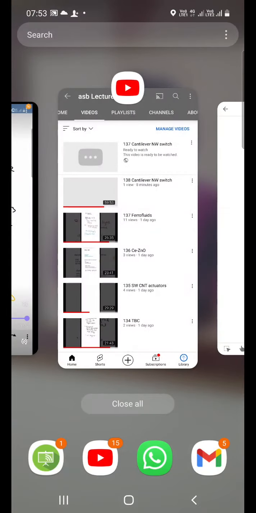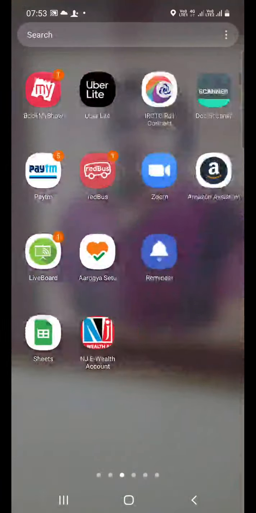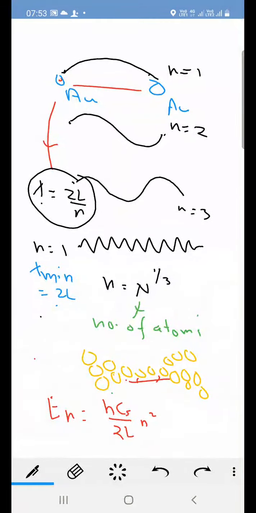Hello students, in this lecture we will talk about molecular electronics. And I will mainly focus on organic molecules used in molecular electronics.